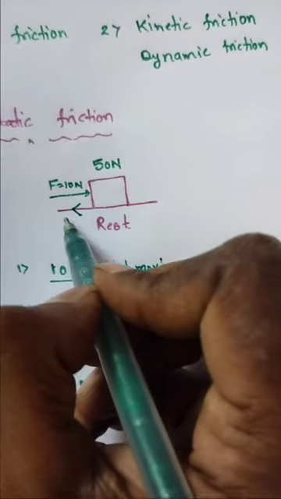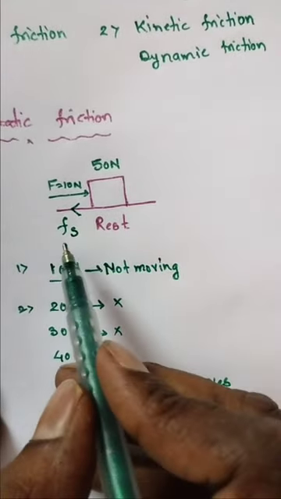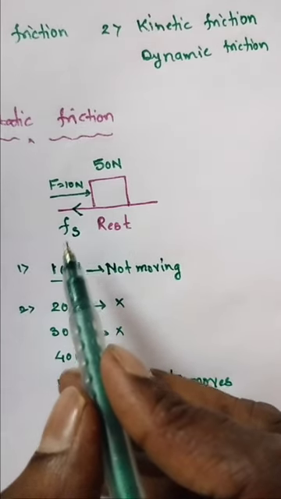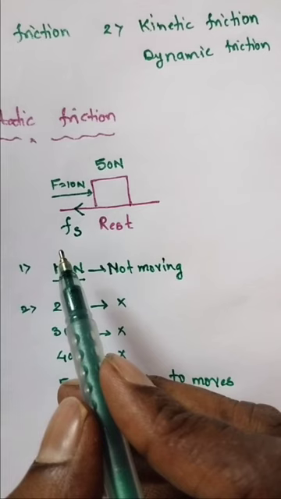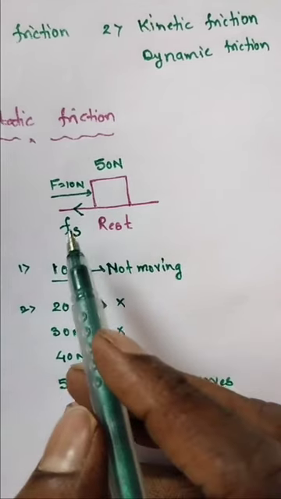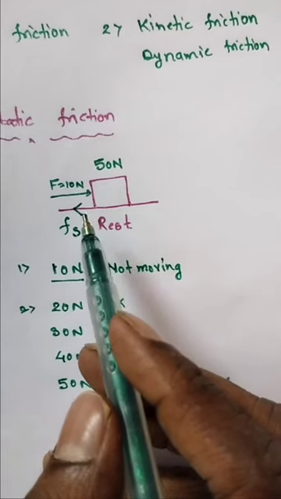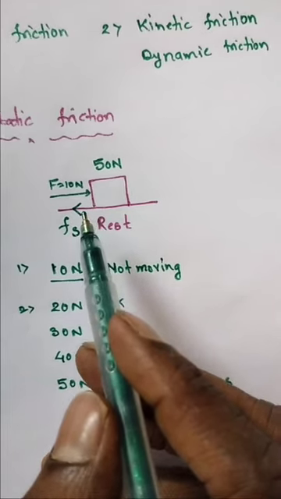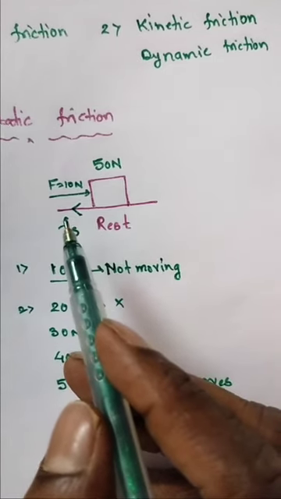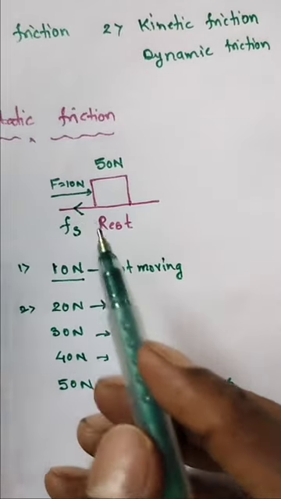This is called Fs, the static friction. The static friction is the resistance offered to the tendency of the object to move, so the friction acts in the opposite direction. That friction is called static friction.